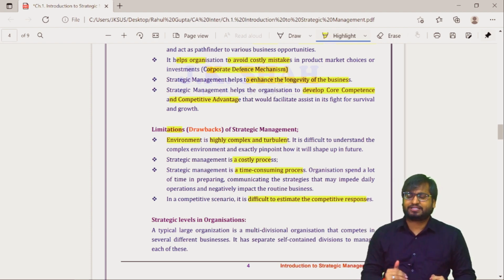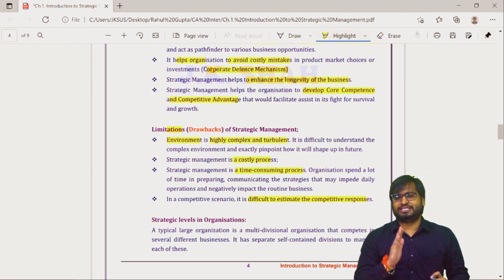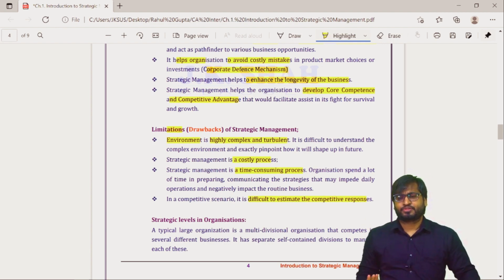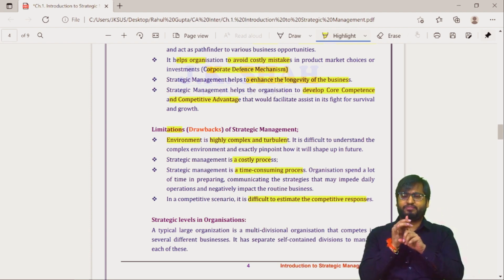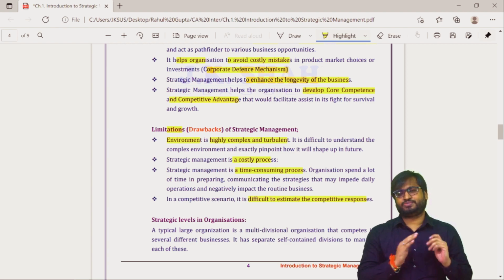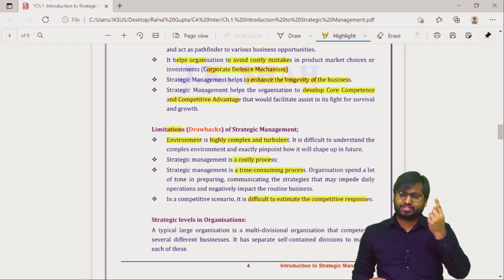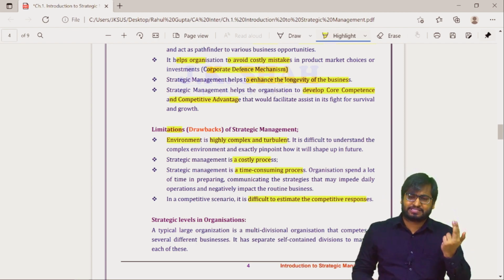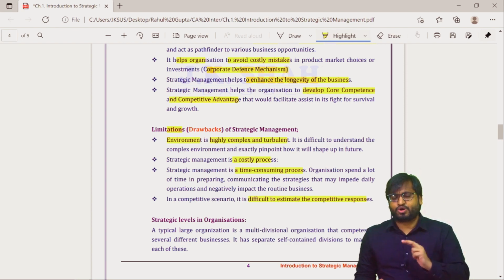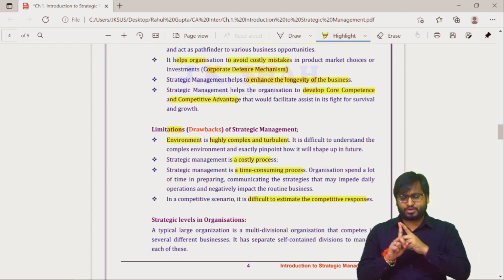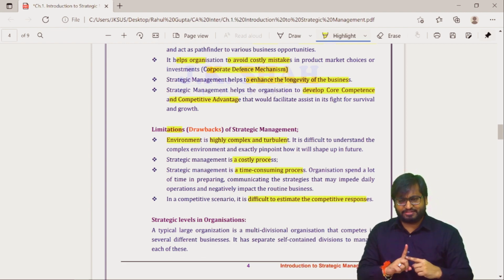Moving on to the next part, the different strategic levels in an organization. If you remember, in your childhood days you studied levels of management. We had three levels of management: top level, middle level, lower level. Now in strategic management, we have three strategic levels. The top level will be called the corporate level, the middle level will be called the business level, and the lower level will be called the functional level.